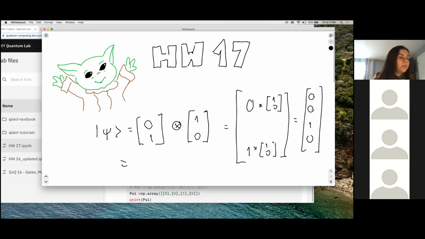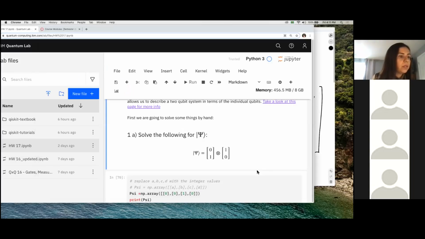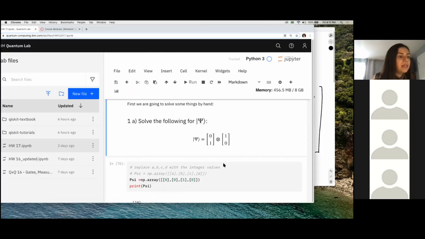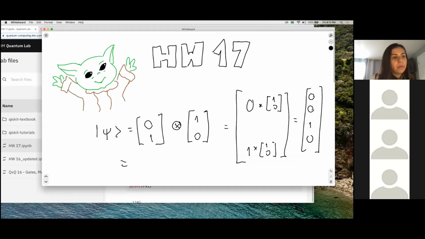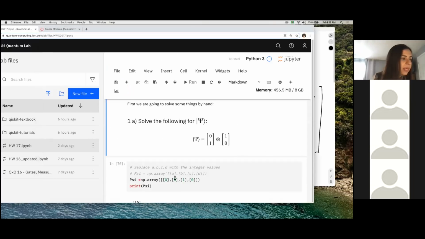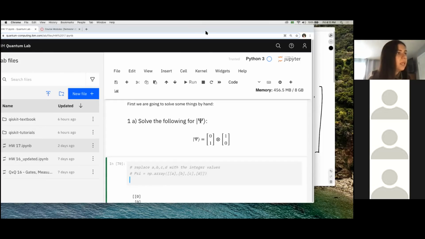The first activity in our notebook is asking us to write the result of this operation, 0, 0, 1, 0, in a way Python can read it. I've already written it here, but I'm gonna delete it and we're going to write it again. Okay, so let's do it. We have vector psi.